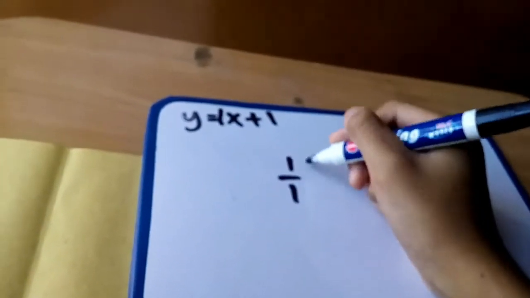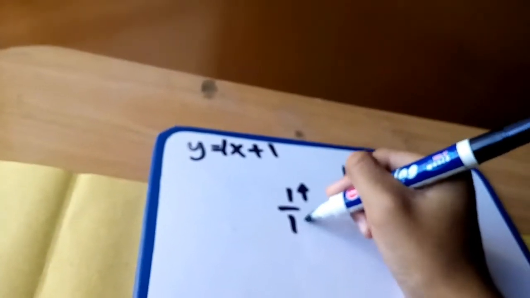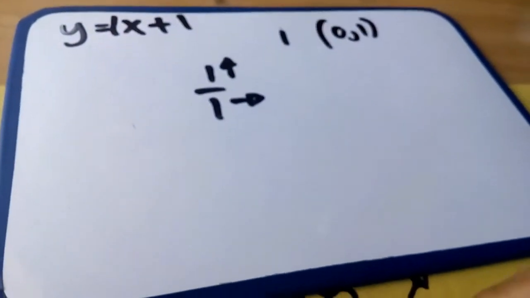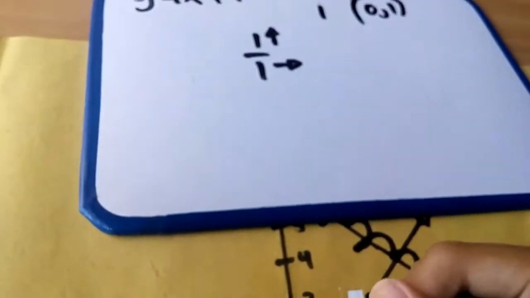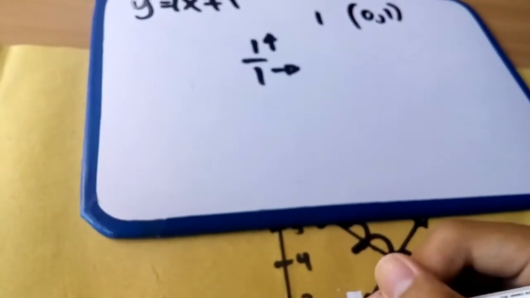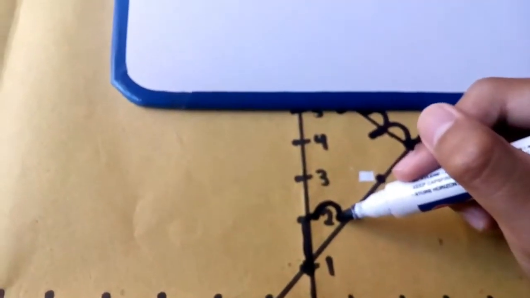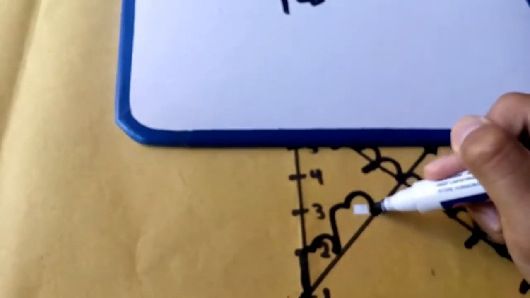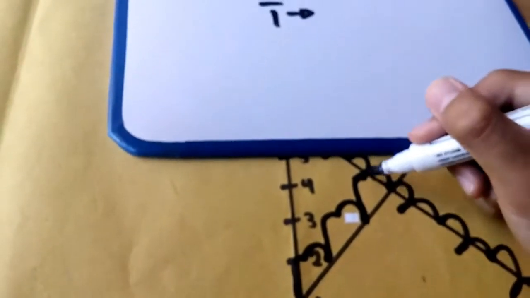Since both are positive, we need to rise up. We need to run to the right. So, let's start at -1. We have to rise by 1, and we have to run by 1. We have to rise by 1. We have to run by 1. We have to rise by 1. We have to run by 1.